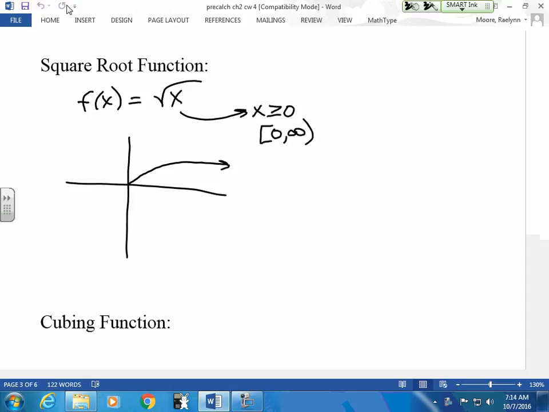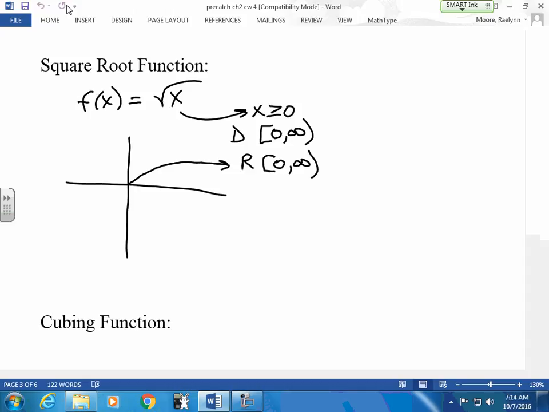There's my domain. And I can't come out with a negative because the radical is already there. If you undo a square, then you're going to get a positive and negative. But when the radical is there, you get the positive or whatever sign is outside of it. So therefore, the range also says 0 to infinity. Okay? And it works the same as anything else we do.